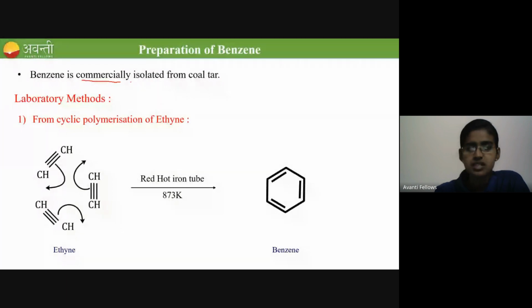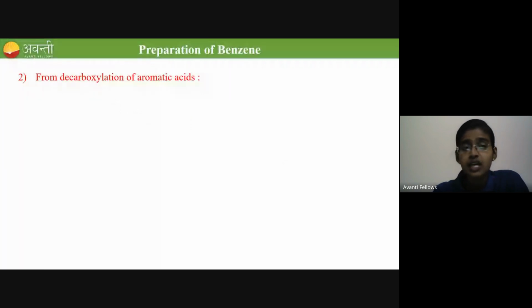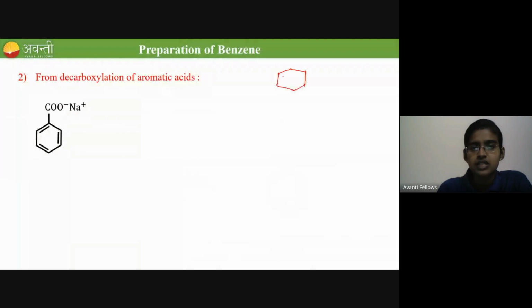Then the second preparation is from decarboxylation of aromatic acid. The same type of reaction we have studied in alkanes preparation. There we took the aliphatic salt of carboxylic acid, and here I am taking the aromatic salt of carboxylic acid. If I attach COOH to this benzene, this compound is called benzoic acid. If I want to make the salt from this benzoic acid, I will treat this with another compound and I will get COO minus and Na plus. So this is the sodium salt of benzoic acid.